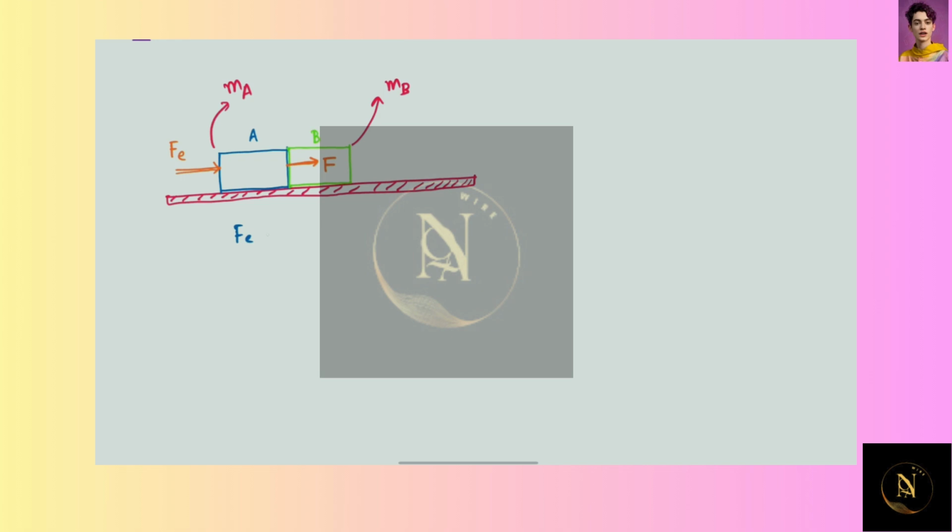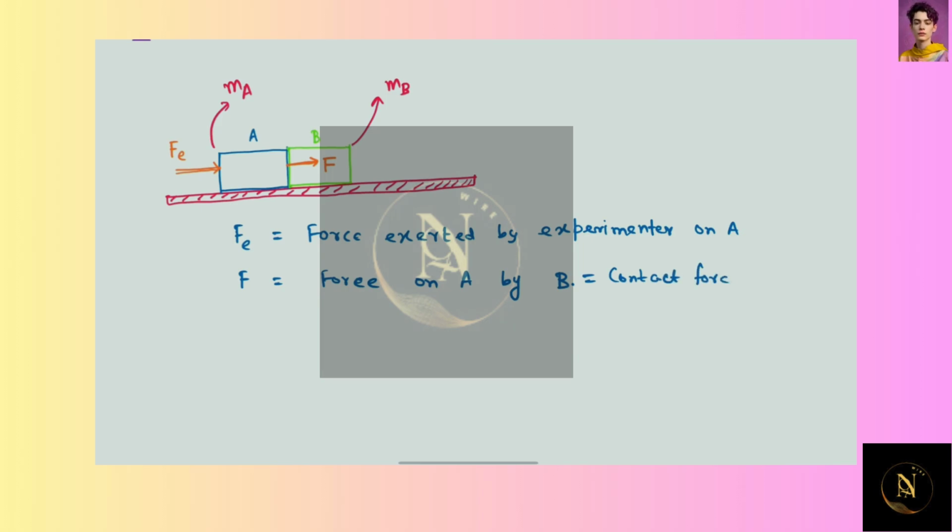So Fe is the force exerted by the experimenter on A, and over here you see F is the force on B by A, and this force, remember, is the contact force between A and B. So then I can conclude that if A is applying an F force on B, then similarly B is also going to exert an equal and opposite force on A, that is going to be F backward.